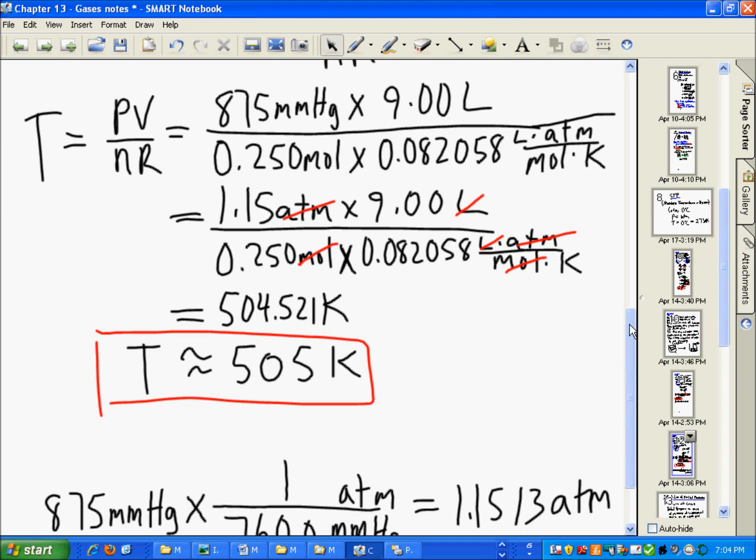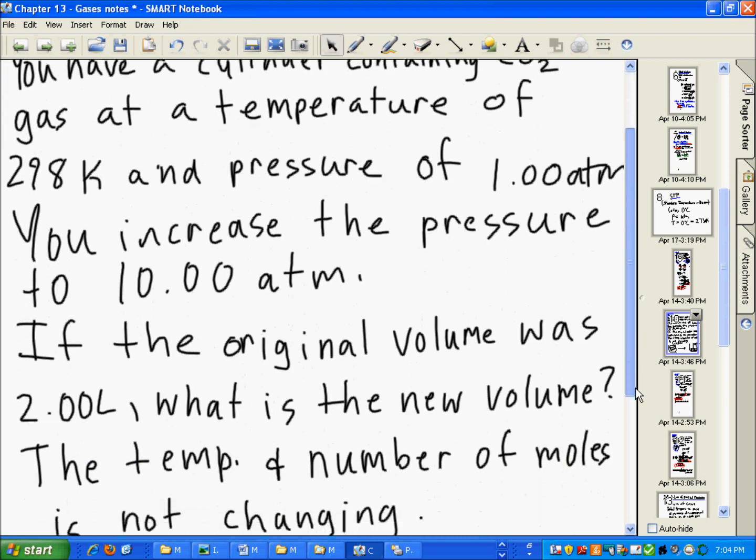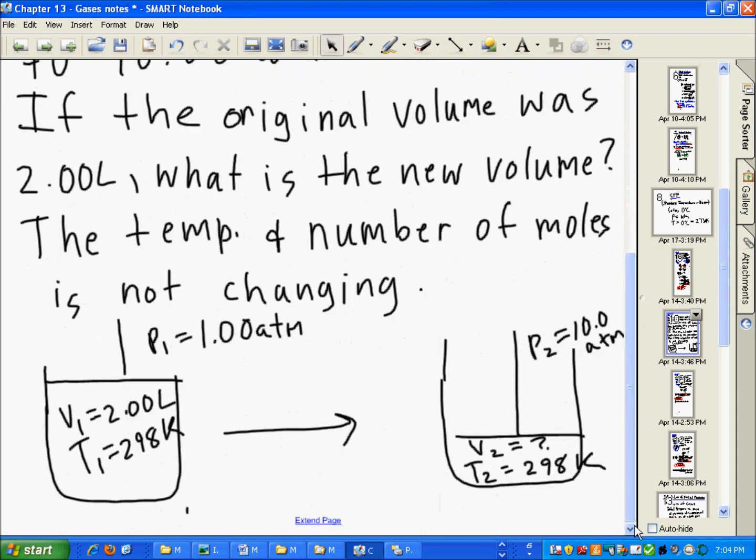So we've done a couple of problems where we've had a single gas. Let's go back a couple of pages and do a problem where we're changing conditions. So you have a cylinder containing CO2 gas at a temperature of 298 kelvins and a pressure of 1.00 atm. You increase the pressure to 10.0 atm. If the original volume was 2.00 liters, what is the new volume? The temperature and the number of moles is not changing.